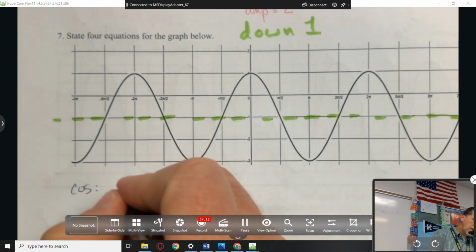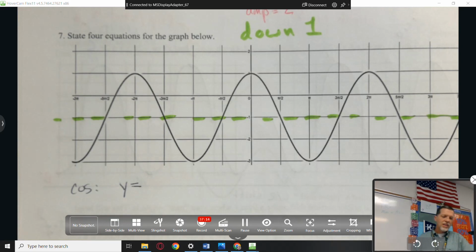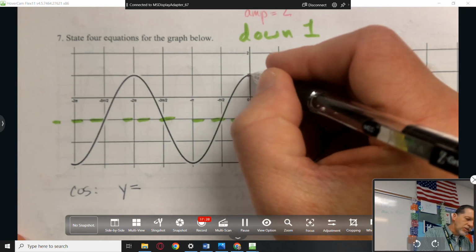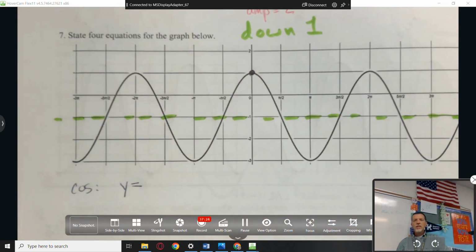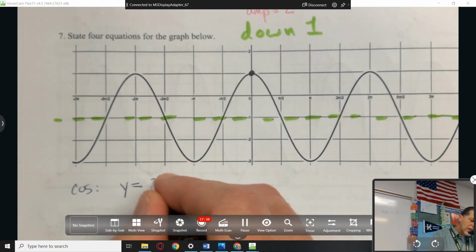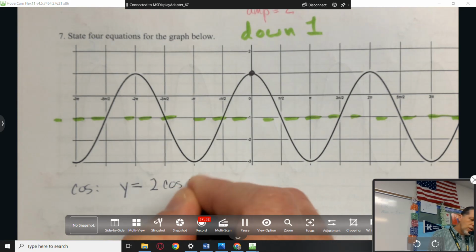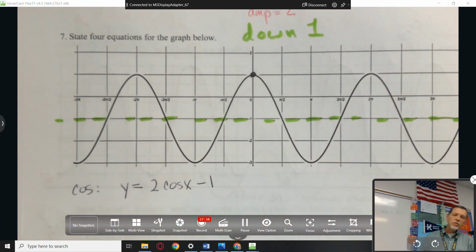So for me, I think the easiest equation would be if, like you guys said, this is a cosine, and that means that would be my starting point. So there has not been a left-right shift, and it's not flipped. So 2 cosine of x minus 1. Right, that would be the easiest way to describe that graph, I think.